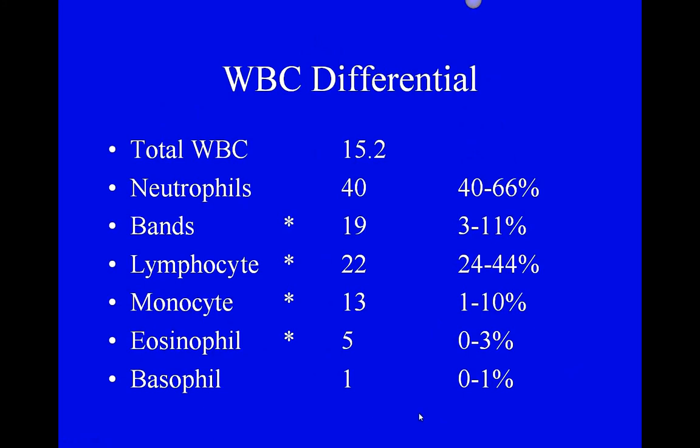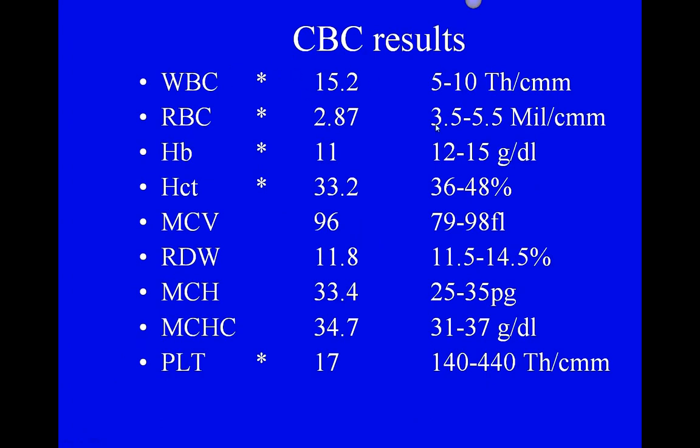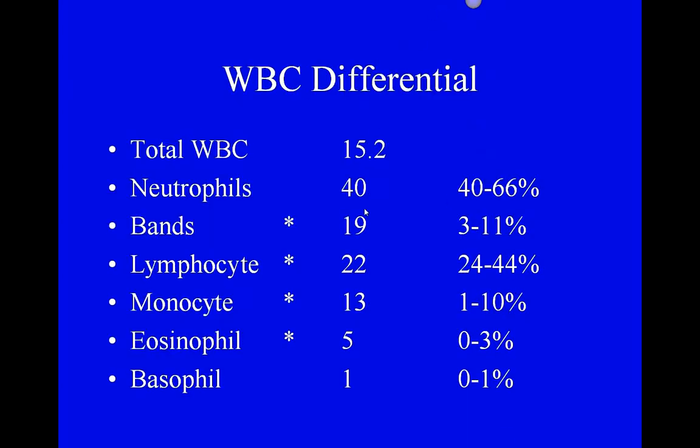Here's the differential that goes with that patient. So all I've done is carry over this 15.2 total, and that means thousands per deciliter of blood, or per 100 mils of blood. And their neutrophil count was within the normal range. Their band count is elevated. Do you remember, when the band count is elevated, do we call that a right shift or a left shift?